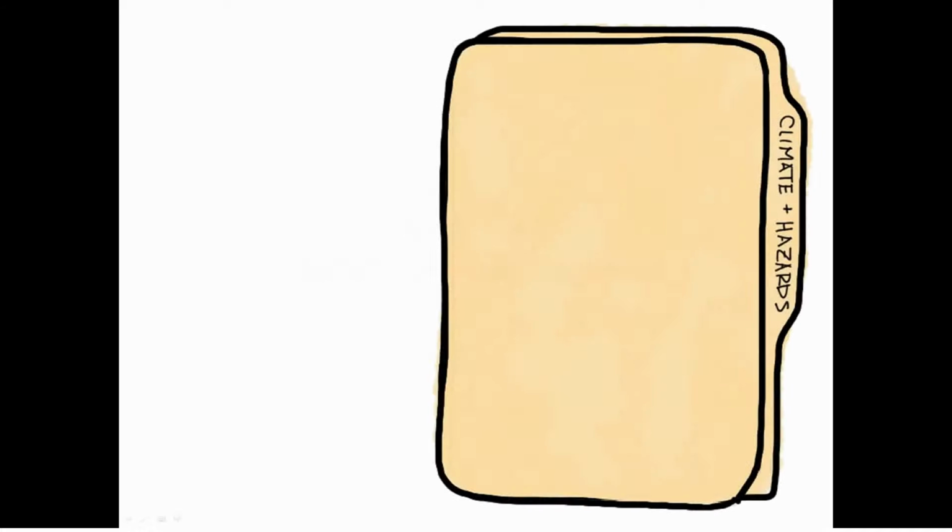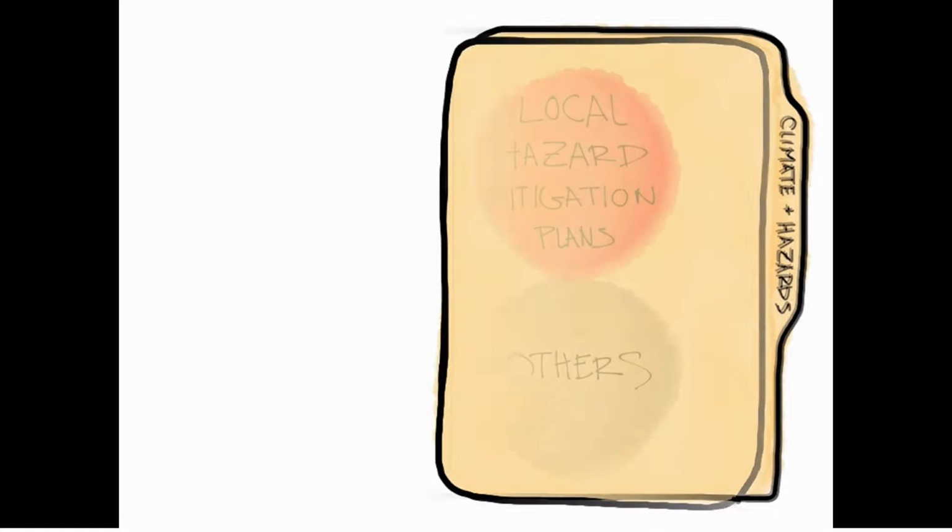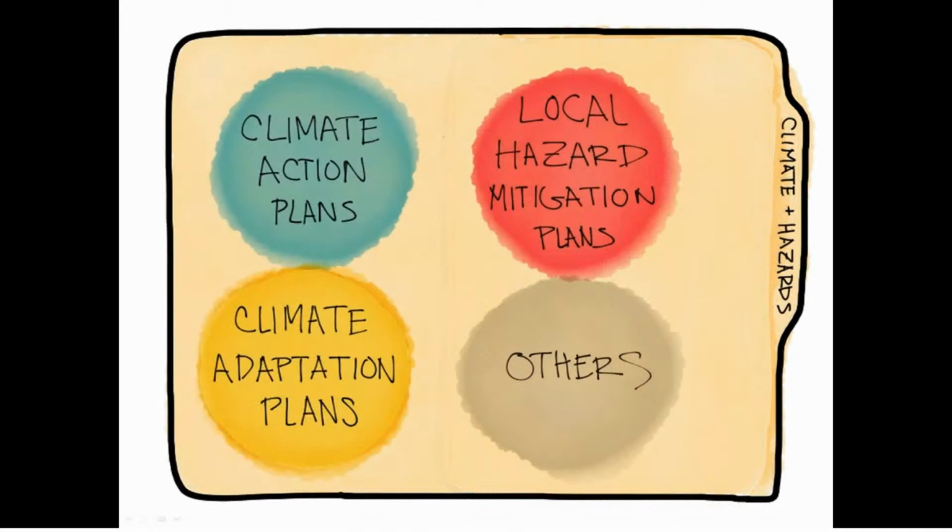For those in the planning field, what I've just described is a process that is completed by a number of different planning documents. Both the hazards and climate change fields have a portfolio of planning documents that approach problems with the same process. This thesis focuses specifically on climate action plans, which I'll refer to as CAPs, climate adaptation plans, which I'll refer to as adaptation plans, and local hazard mitigation plans, which I'll refer to as LHMPs.